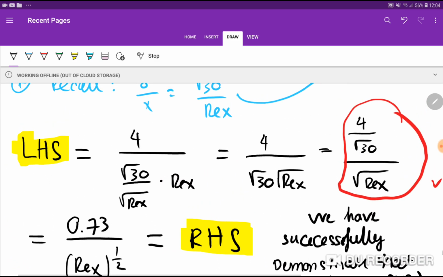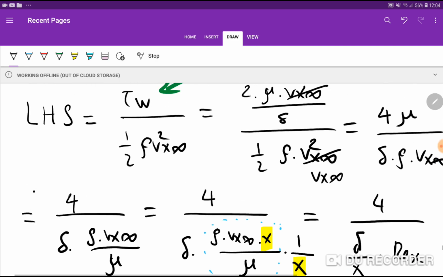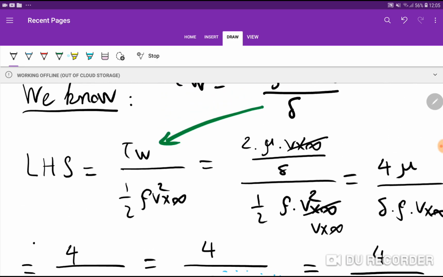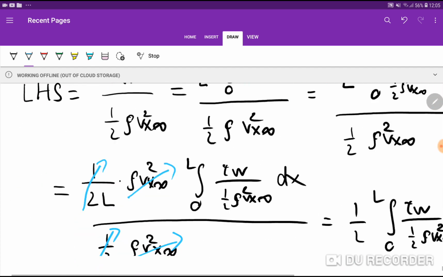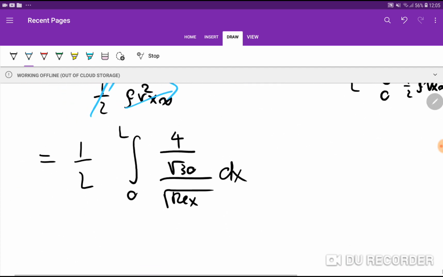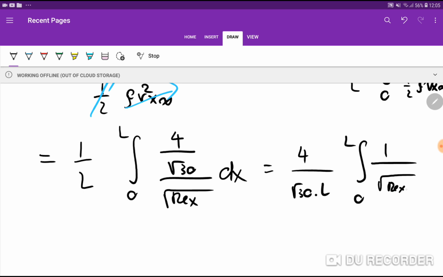There we go. Yeah, so our left hand side is 4 over square root 30 over square root of Rex, and now left hand side originally is tau W over 1/2 rho Vx square. Okay, so we can use the red circle. Let's go ahead and use it. Like right here. Now 4 over square root 30 is constant. I can put it out. Square root 30 times L inside just 1 over L, 1 over square root Rex dx.